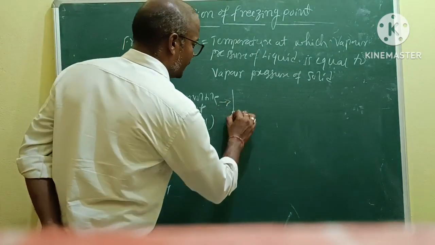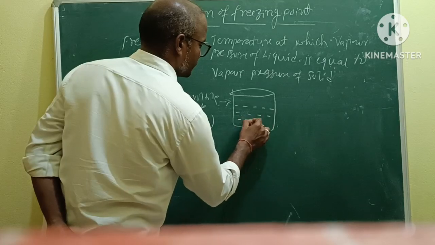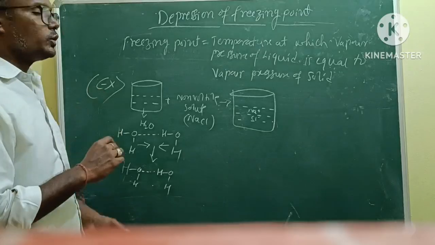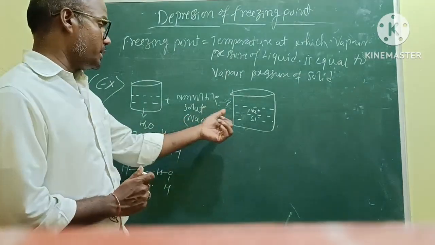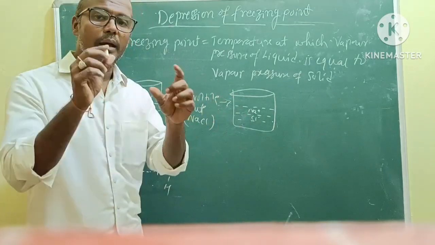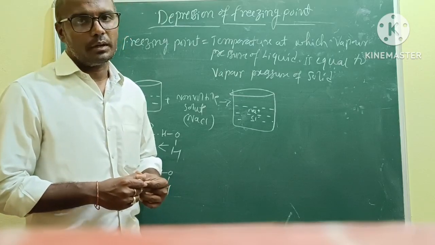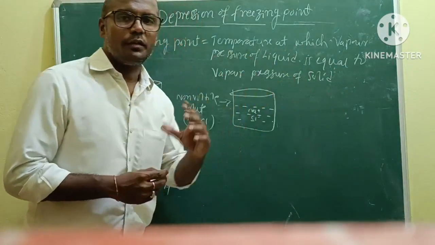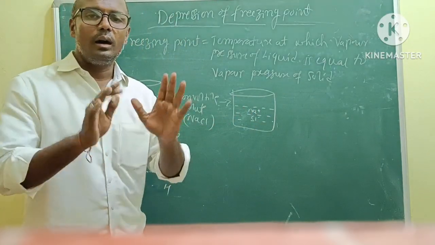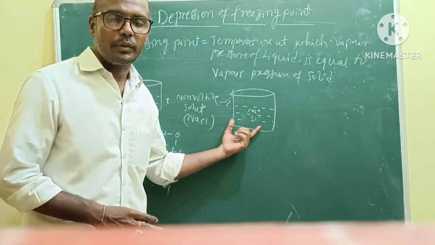When we add the NaCl here, then Na plus and Cl minus are completely dissociated in the solution. After dissociation, these particles occupy space between the water particles. So when this solution is again kept into the refrigerator, what will happen? These Na plus and Cl minus particles obstruct the interaction of hydrogen bonding.